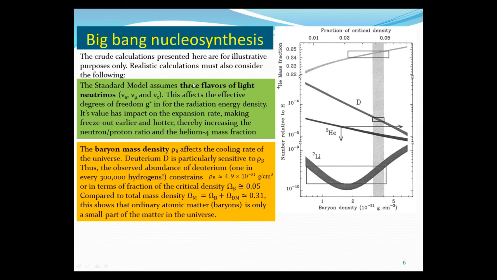Also, this light element abundance turns out to depend on the baryon mass density, okay? Because it affects the cooling rate of the universe. In particular, deuterium is particularly sensitive to the baryon mass density. Thus, the observed abundance of deuterium, one in every 300,000 hydrogen, constrains what this value would be.